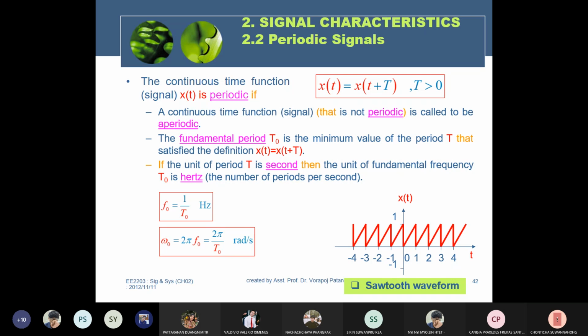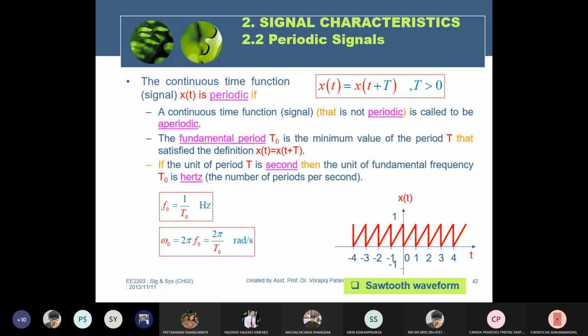In this case, the period of the signal is very important. The signal has a period equal to 1 or 2 or 3, right? But the minimum period is 1. The shortest period in this case is 1. 2 is still a period, but not the shortest. The shortest period is called the fundamental period.